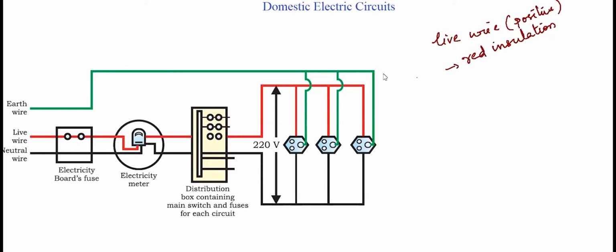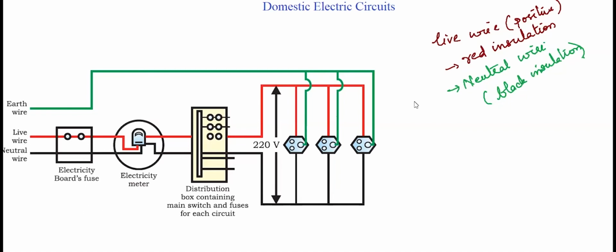And then we have the second wire that is coming from the electric poles, namely the neutral wire. The neutral wire is represented by black insulation. These two wires are coming from the power stations to our nearby electric poles, and from there it is being taken to each house.